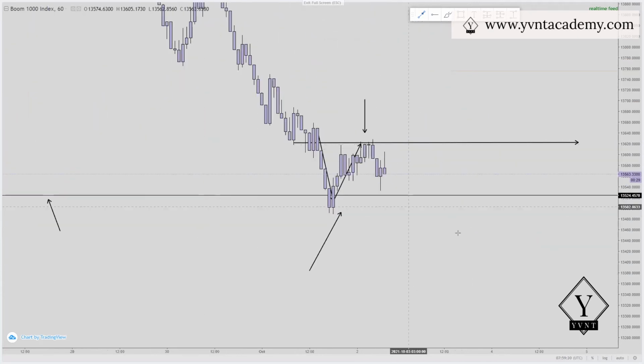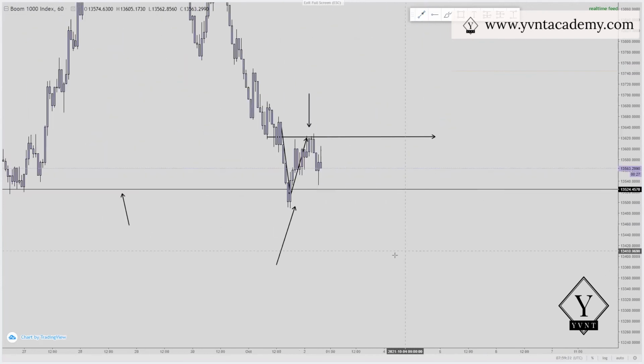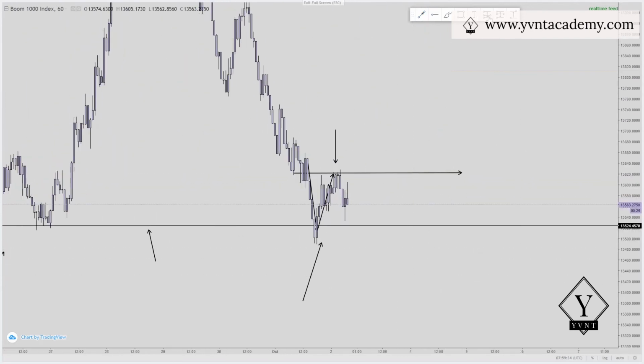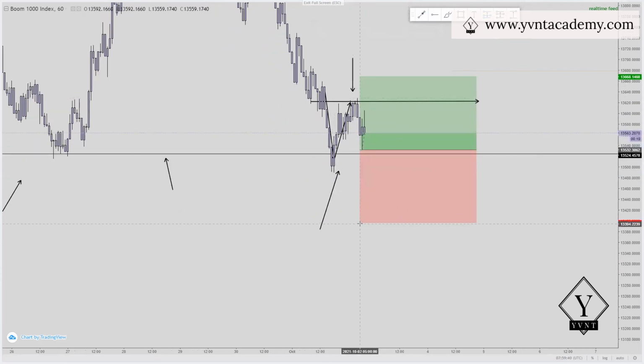So boom, I'm going to be watching it. I'm going to be looking for buys here in this area. I'm going to be looking for buys on boom.